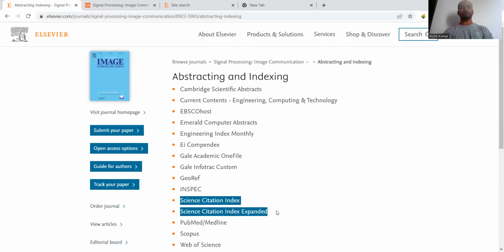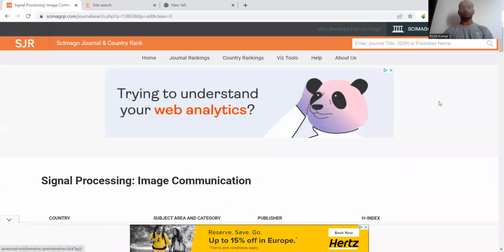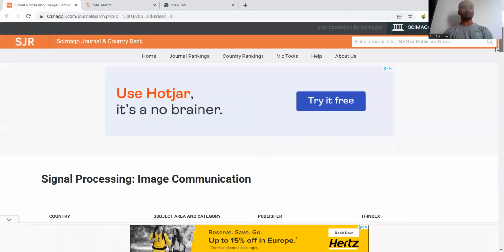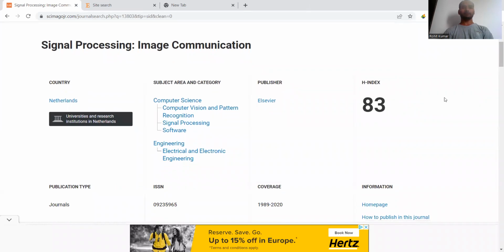So in this way, it is a very good journal in terms of indexing, and the impact factor is 3.2. So quite a good journal. Now the only thing we need to confirm is the Q ranking. So let's jump onto the Q ranking. Here we are on the SCImago site, and here is Signal Processing: Image Communication. The H-index is quite powerful, not more than 100, but still very good. That's an Elsevier journal and originated in the Netherlands.